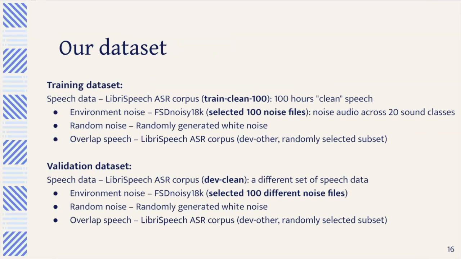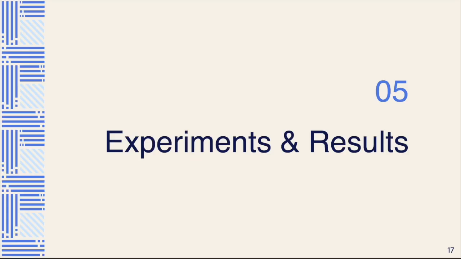We have developed our own training and validation dataset using existing datasets. Our speech data comes from the LibriSpeech ASR corpus. In the training dataset, we use the train-clean-100, and in the validation dataset, we use the dev-clean dataset. We have three different types of noise. The environment noise comes from the FSD Noisy 18K dataset. The random noise is randomly generated white noise, and the overlapping speech comes from the same speech dataset, and it is randomly selected.